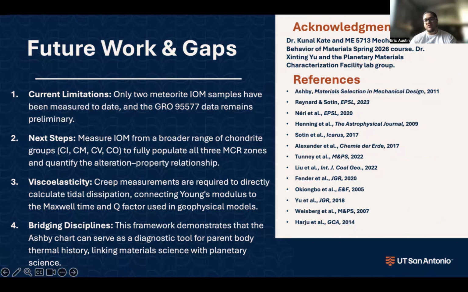Looking ahead, there's still much work to be done. Currently, we've only measured two meteorite samples, and the GRO data is still preliminary. The immediate next step is to measure IOM from a broader range of chondrite groups to fully populate all three zones on the Ashby chart and to quantify the alteration property relationship. Additionally, to directly calculate tidal dissipation for these geophysical models, we need to move beyond elastic modulus and perform creep measurements to understand the material's viscoelasticity.